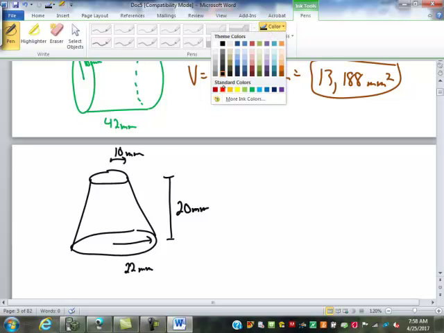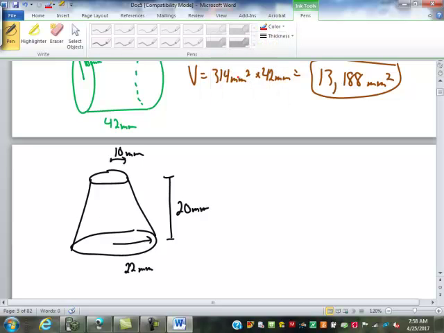Now, this is what they call a frustum of a cone. It's a cone with the tip chopped off. There are fancy formulas for finding its volume, but really all they're doing is finding the volume of the whole cone and subtracting the tip that's been chopped off. So what we really need to find is what the height of that full cone would have been.